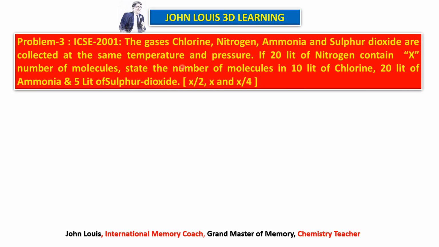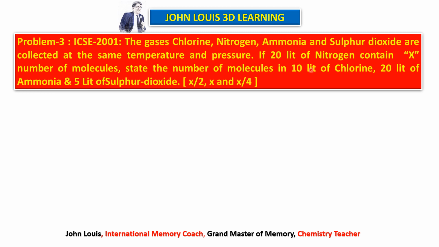This was asked in 2001. The gases chlorine, nitrogen, ammonia and sulfur dioxide, 4 different gases are given, are collected at the same temperature and pressure. See here, the same temperature and pressure means what? They will have the same volume also. Equal volume of all gases under the same temperature and pressure will have the same number of molecules.